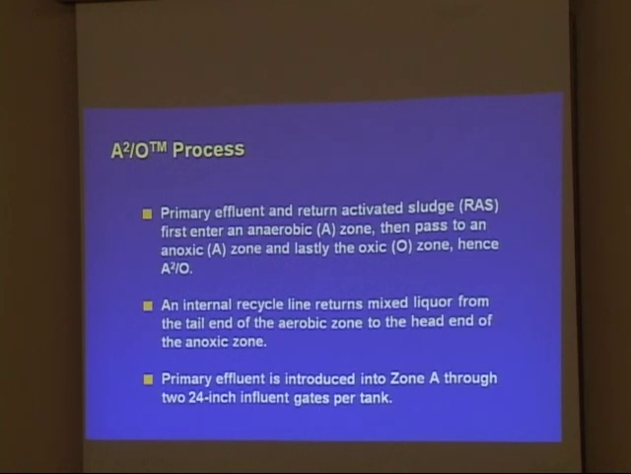So basically, primary effluent and RAS enter into the anaerobic zones of A, B, and C. Internal recycle from the tail end of the aerobic zone goes to the head of the anoxic zone, basically in D, followed by E. With D and E, the swing zones will not have diffused aeration, they'll have just the mixers in. And primary effluent is introduced into zone A through two 24-inch effluent gates per tank.